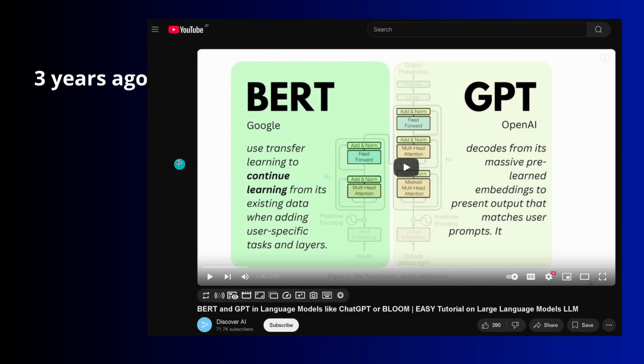Now, if you're not really familiar, 3 years ago I did already a video that I showed you, if we have the transformer block in itself, we can halve it. Yeah? The first half is more or less what we call a BERT system. Transfer learning, continuous learning from existing data, great. And then the other half of the transformer block is what we call the GPT from OpenAI. No? This is where you get really the next token prediction. So careful. Now we are talking about the encoder part.